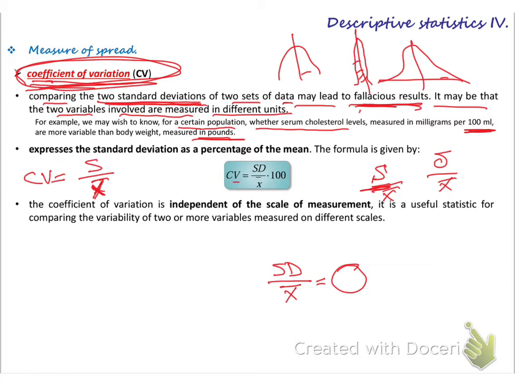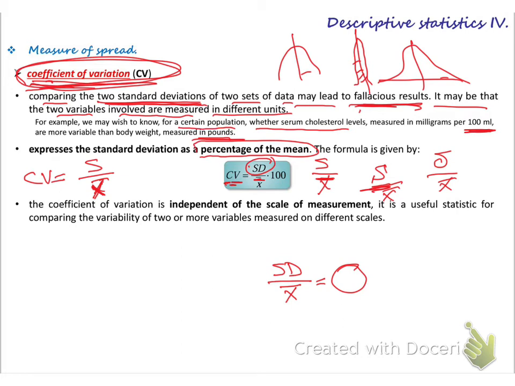Okay, so the CV, the coefficient of variation, equals the standard deviation, not the variance, not squared, not S squared, S only, divided by X bar. So it expresses the standard deviation as a percentage of the mean. It will give me a fraction or a percentage. If I multiply by 100, it will give a percentage.